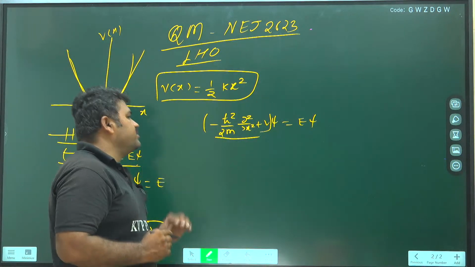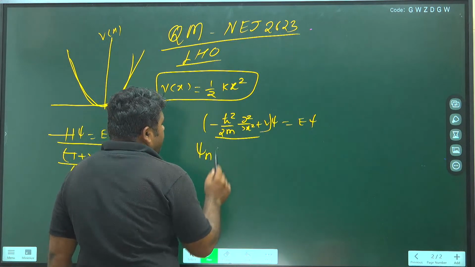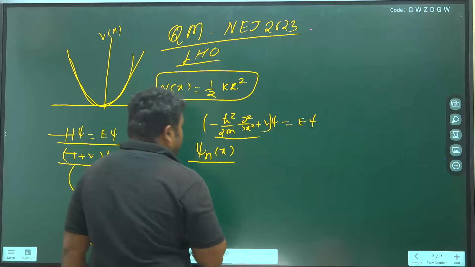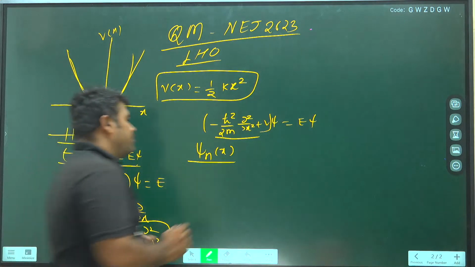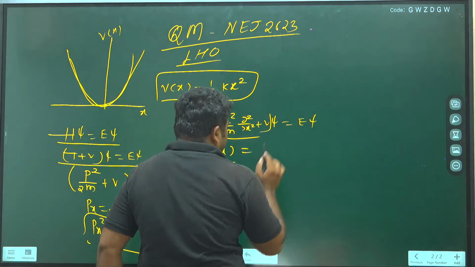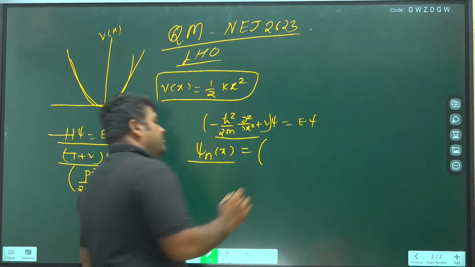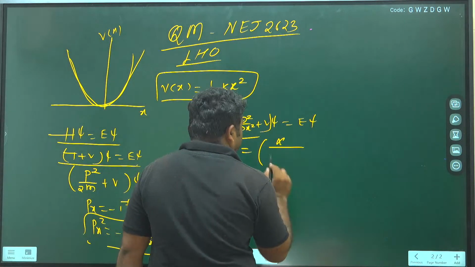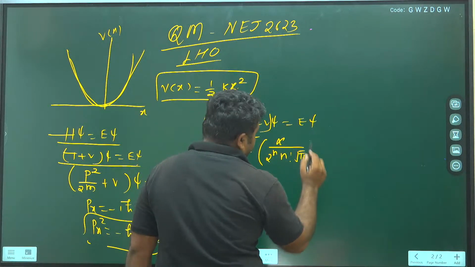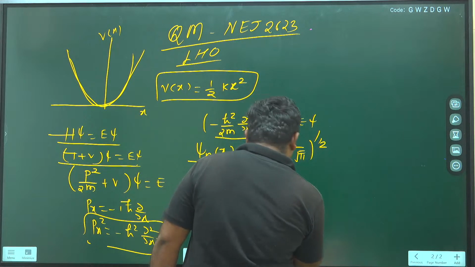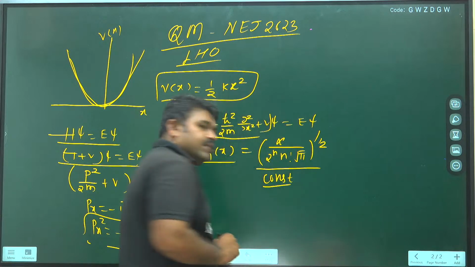Now here the system is LHO. Then what is the wave function? Psi n of x, where x is the variable. We can find what the wave function is for the nth state. What is the wave function for the nth state? The nth state wave function is alpha upon 2 to the power n n factorial root pi, bracket to the power 1 by 2. This is a constant in this function.